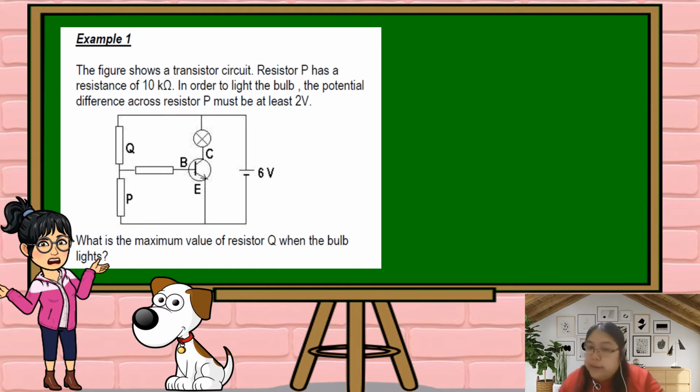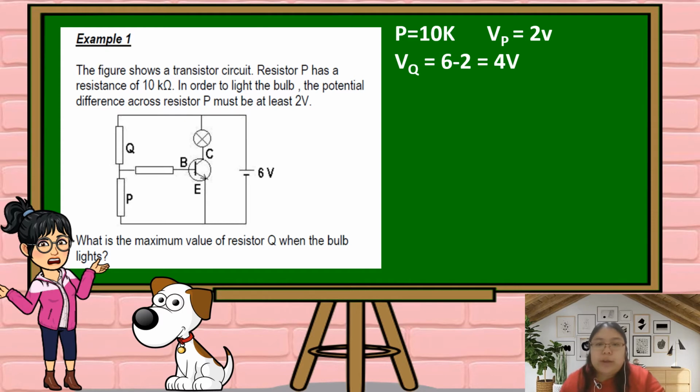So we write the info first. The first one, P is 10k. VP, the voltage passing through P, at least is 2 volt. So VQ, we know is 4 volt. Now we need to find the resistance for Q. So remember what we need to use: voltage divider. From here we find VQ, which is easy because VQ we know is 4 volt. You can find VP or VQ, either way is fine, because both have RQ. So I find that using VP is easier.